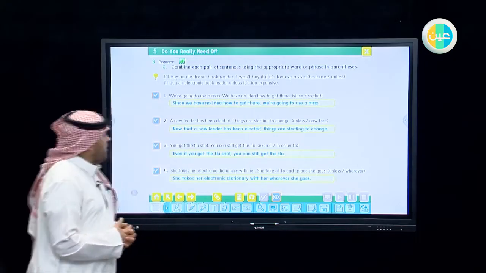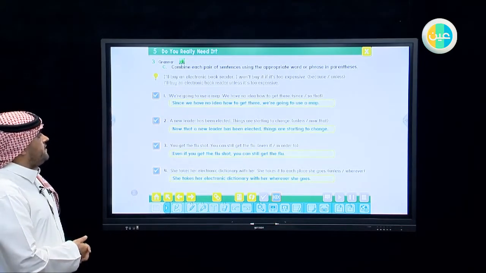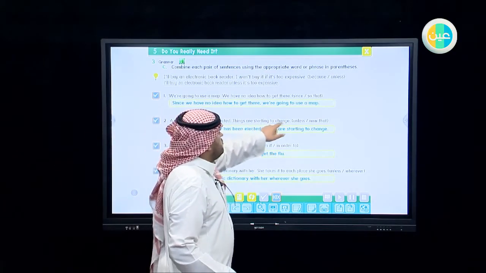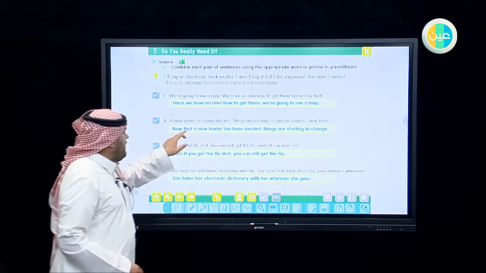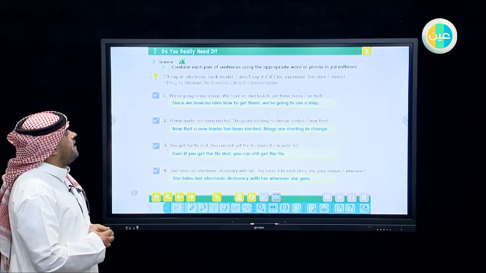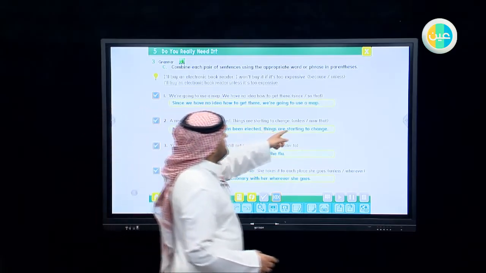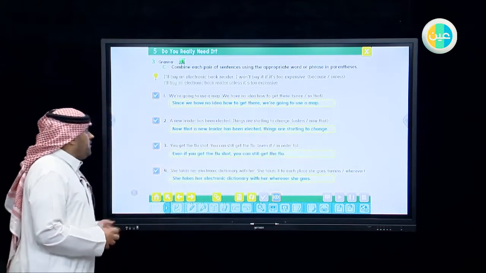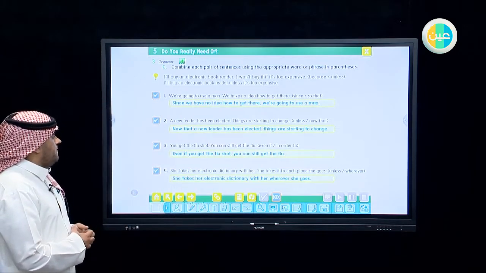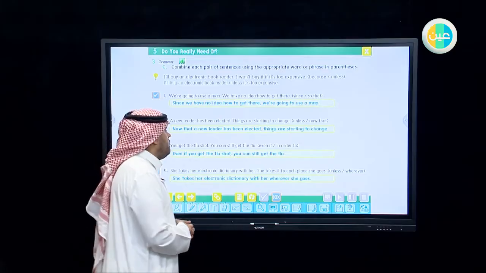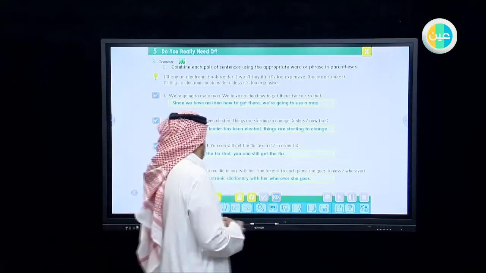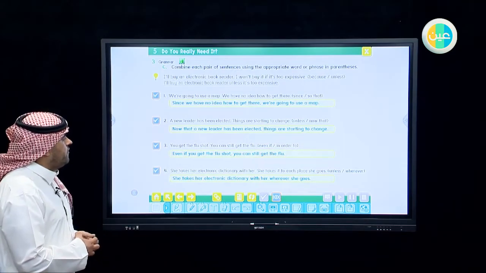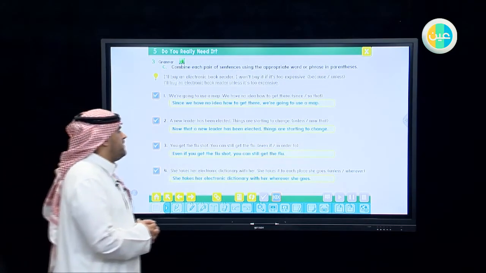Number 2, a new leader has been elected, has been chosen as a leader. Things are starting to change. Now that a new leader has been elected, things are starting to change. So we use "now that." Number 3, you get the flu shot. You can still get the flu. Even if or in order to, which is better? It's better to use "even if." So we say, even if you get the flu shot, you can still get the flu.